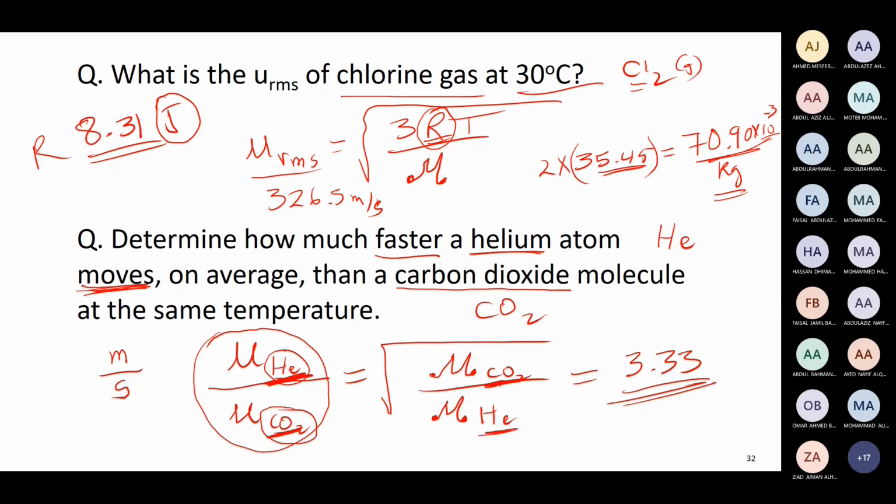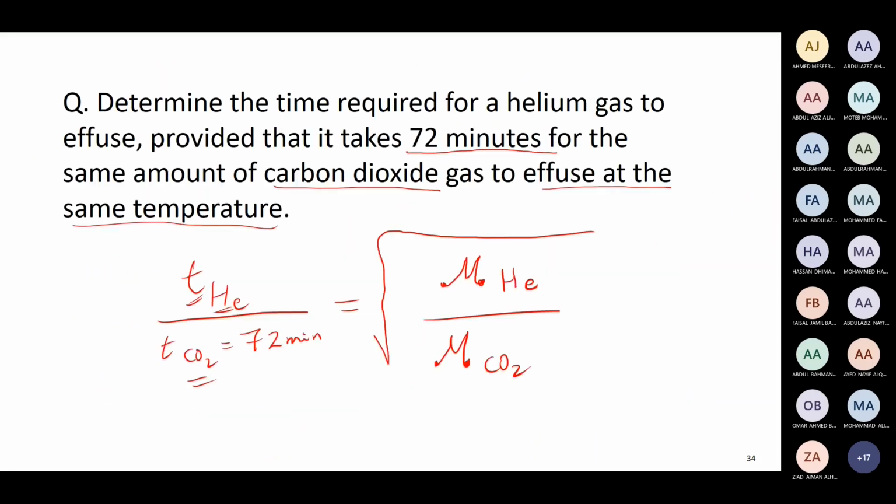We reverse the gases. But when we talk about the time, we keep them the same order. Helium up and CO2 down, because now we need the time. Now tell me how much time helium will take. I know the answer before: it takes more time for carbon dioxide to diffuse than helium.